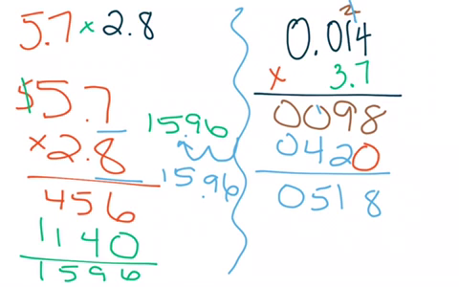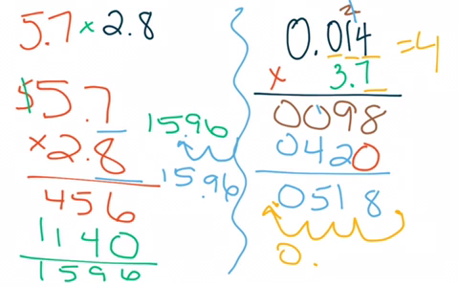Again, I go back to my problem. I have 1, 2, 3, 4 decimal places in my entire problem, so I need 4 in my answer. So I start at the far right, I go over 4 times. 1, 2, 3, and 4. So my answer is 0.0518. Okay, that's it. It's a super short video tonight.